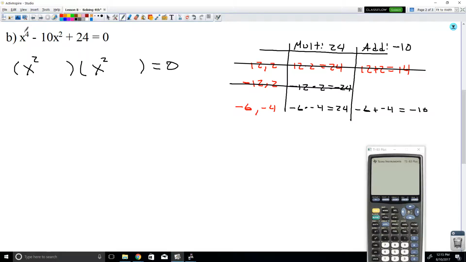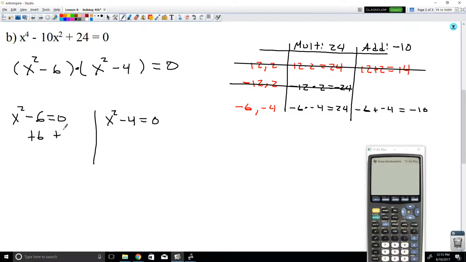So if it's x to the 4th and x to the 2nd, we don't write x, but we write x squared. And what goes here is -6, and what goes here is -4. All right, perfect. So now that we have a combination, we just rewrote our problem. And now if you have two expressions which are multiplied equal to 0, you can set each one of them equal to 0. So x squared minus 6 equals 0. That's our first equation. And x squared minus 4 equals 0. That's the second equation here. All right, perfect. So let's solve for this.